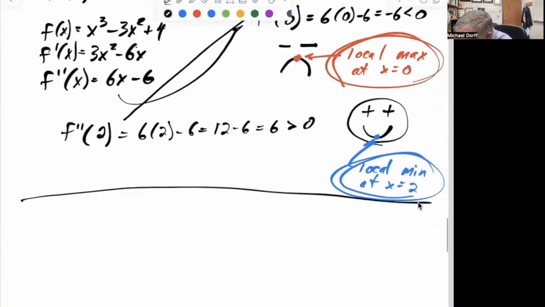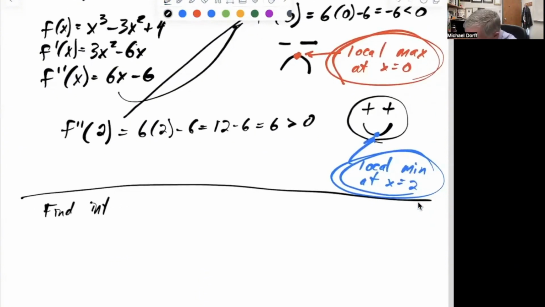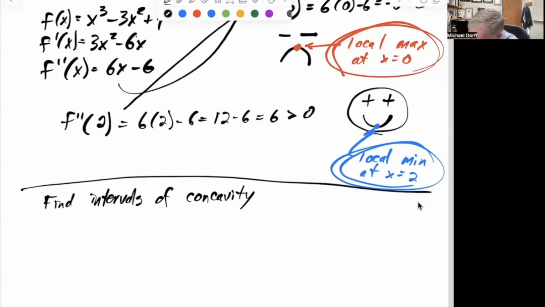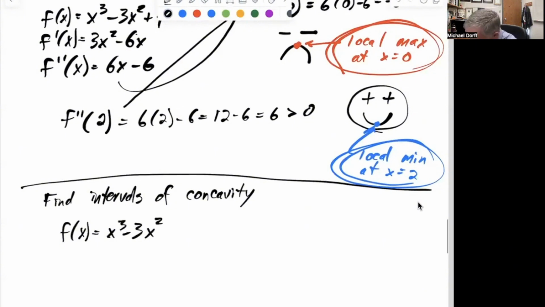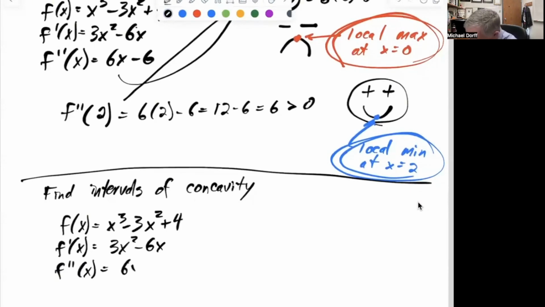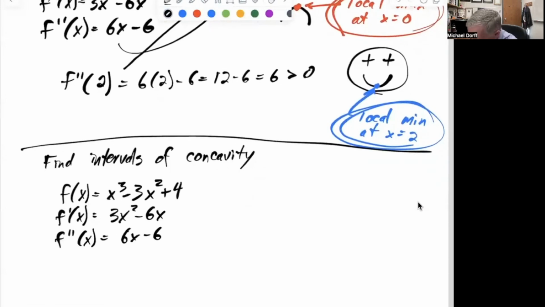Okay, what else can you do here? We can find the intervals of concave up and concave down, which is often just shortened to intervals of concavity. To do that, I need to find the second derivative, which we just did. Remember, f was x cubed minus 3x squared plus 4. The first derivative we did before was 3x squared minus 6x. The second derivative then is 6x minus 6. We're going to set the second derivative equal to 0. So we have 6x minus 6 equals 0.